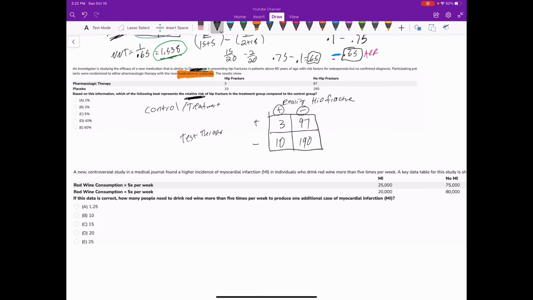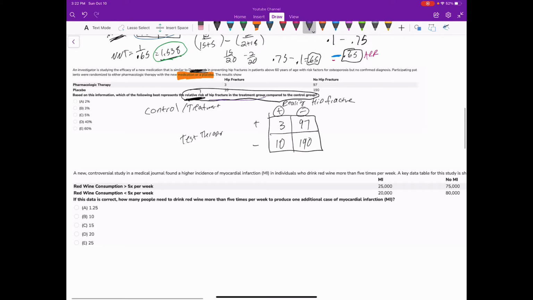And then what are they asking us for? Okay, relative risk of hip fracture in the treatment group compared to the control group. All right, so we read left to right, it goes top to bottom. So that means left is relative risk of hip fracture in treatment group. So left is the top compared to the control group. Control group is the bottom. What was relative risk? 1 over 1 plus another number. So 1 over 3 plus 97 over 10 plus 10 plus 190. All right, so we're going to have 1 over 100 over 10 over 200.